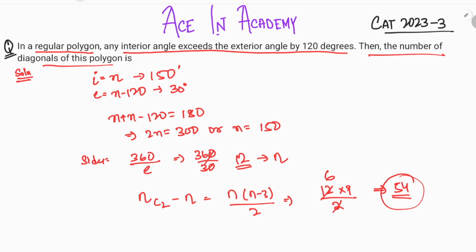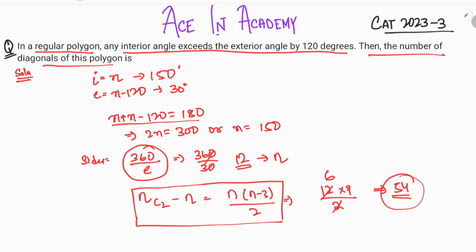So we used three formulas. One is the sum of the interior angle plus the exterior angle of a regular polygon is 180. Then the number of sides of a regular polygon is calculated as 360 divided by the value of its exterior angle, and then the number of diagonals of a regular polygon is nC2 minus n, which is nothing but n into n minus 3 by 2, and from here we got our answer as 54.